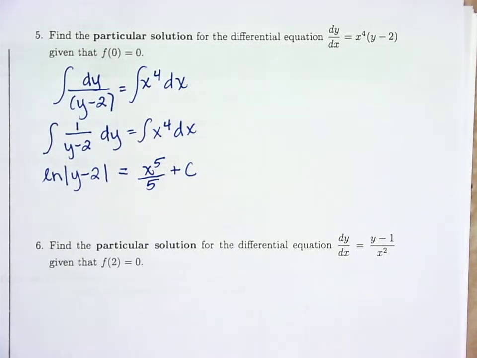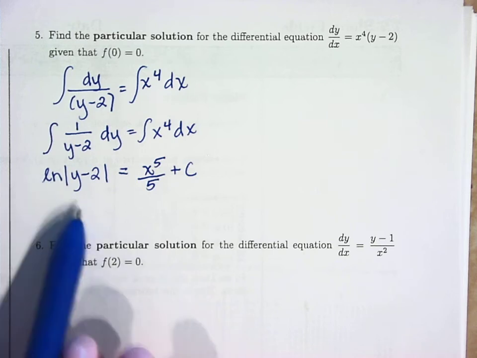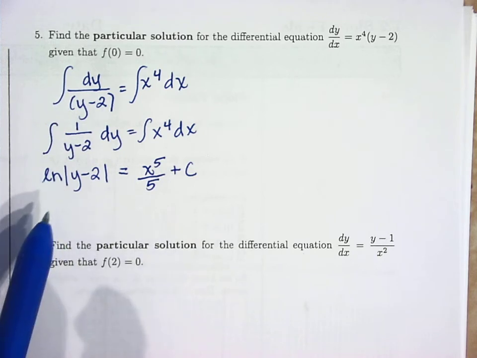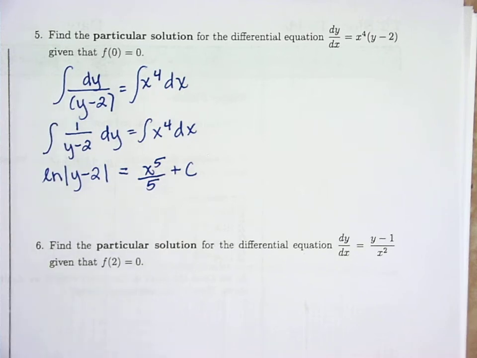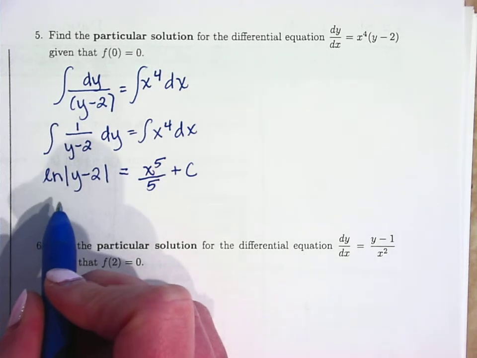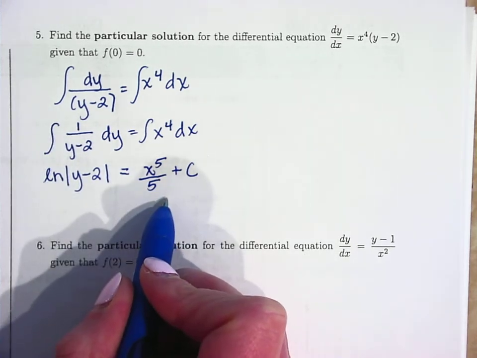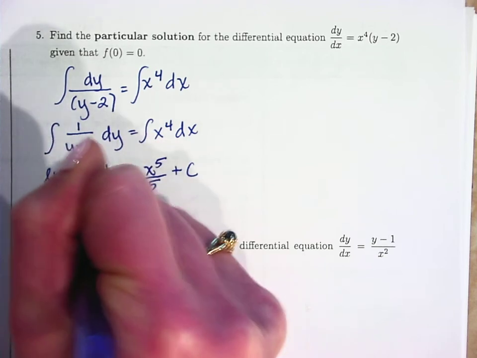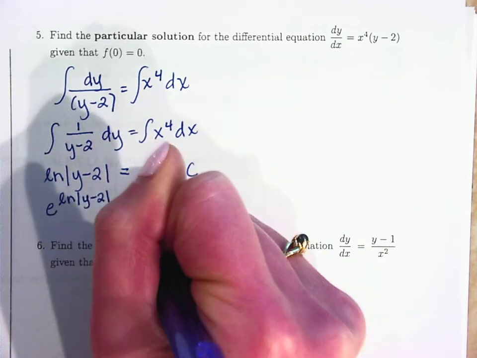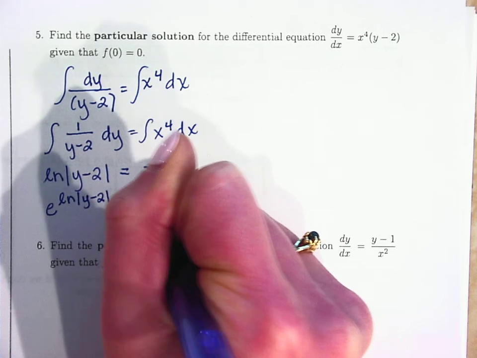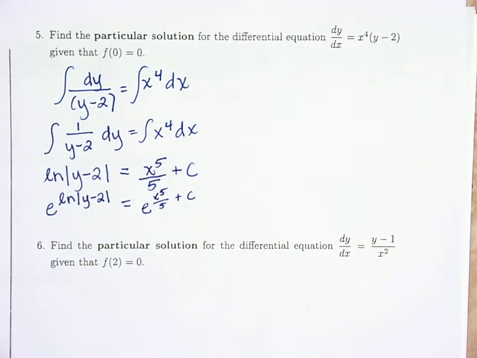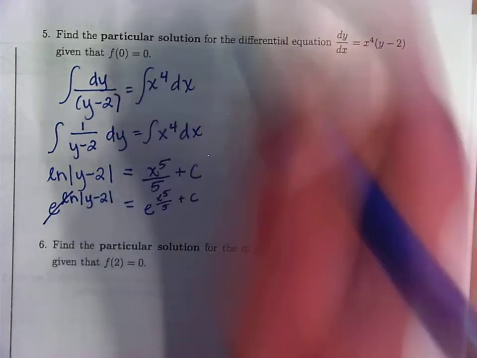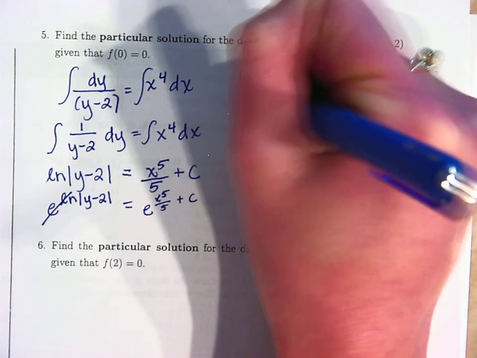Okay. So we have taken the integral, but this is when the extra step comes in. We have to isolate y to get our general solution. How do I get rid of an ln? Ln and exponentials cancel each other out. So if I exponentiate both sides, I'm going to raise e to the power of each side. So I'm going to say e raised to ln of the absolute value of y minus 2 equals e raised to the x to the 5th over 5 plus c. All of that's in the exponent. Okay. E raised to ln completely cancels it out. So on the left-hand side, I'm just left with absolute value of y minus 2.